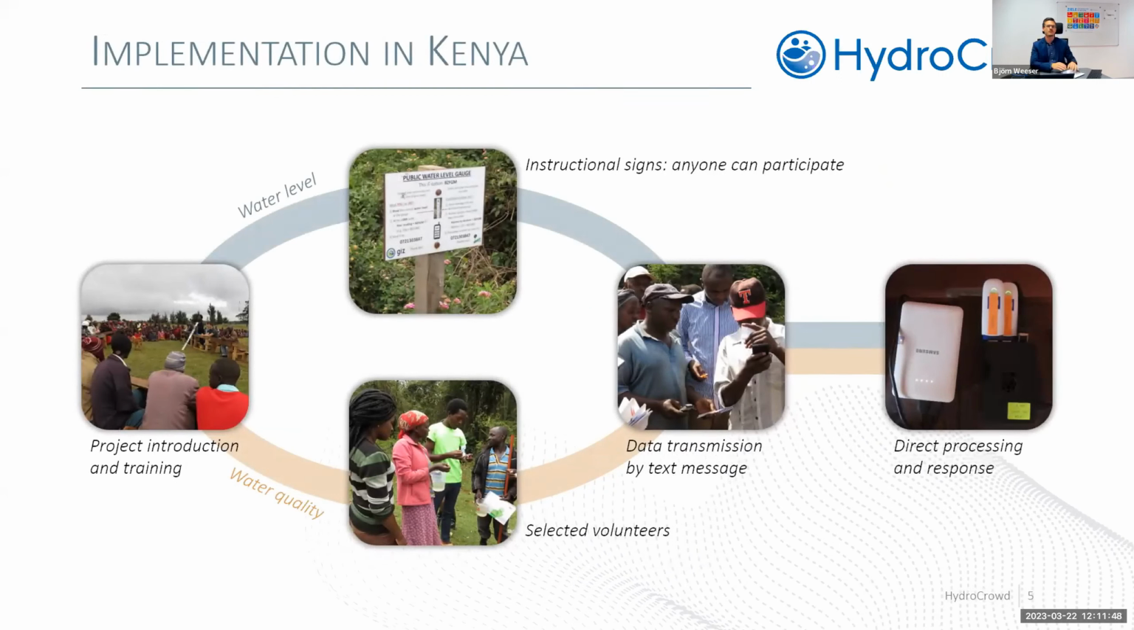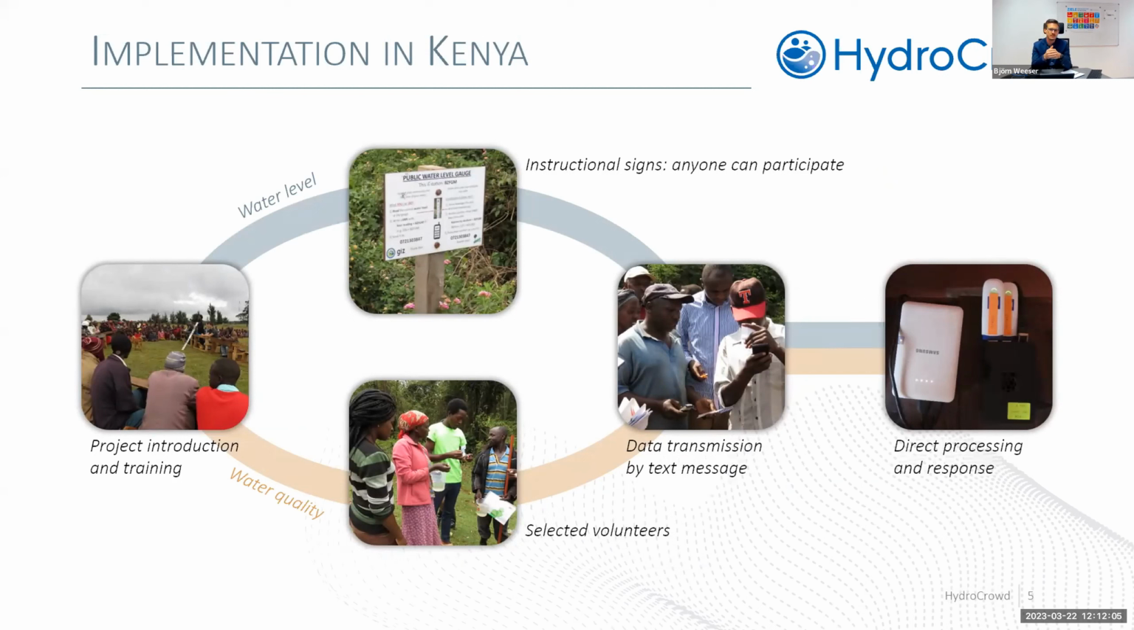In the first project phase, we installed 13 water level gauges at frequently visited sites in Kenya. Next to some, we placed a simple signboard with instructions about the project and the water level gauges, so that everyone who passed by the station was able to participate in the project.